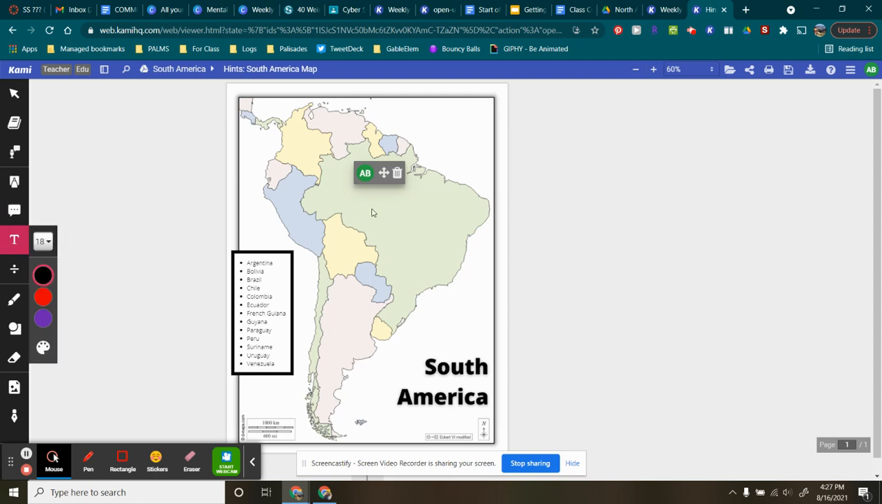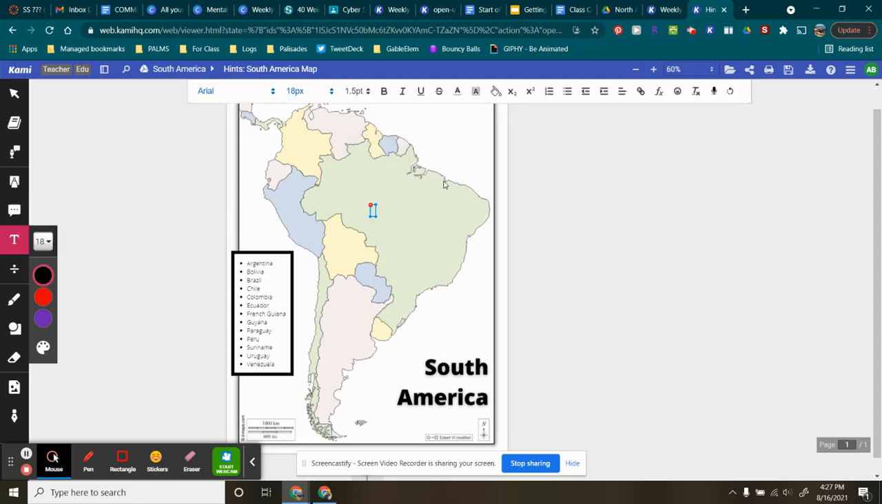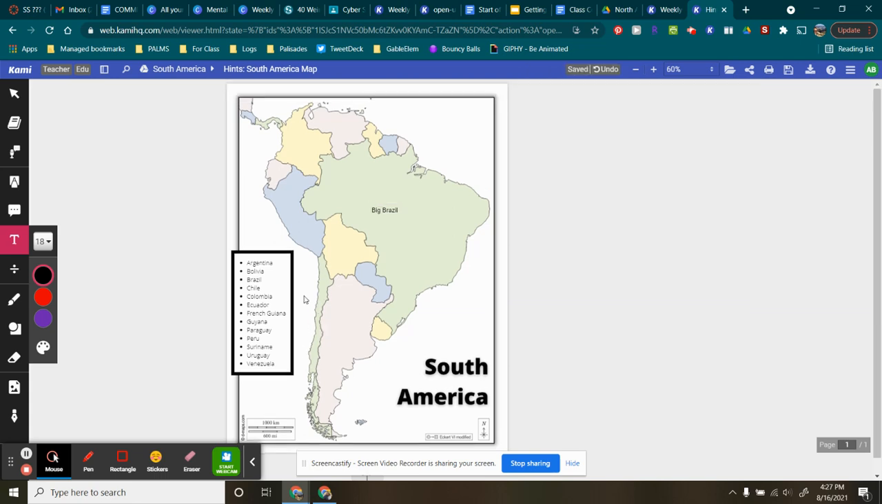The first one that jumps right out to me when I think of South America, and this is probably true for most of you, we think of Brazil, right? And it's the biggest one, right? It's the first one you see. So I remember this just as Big Brazil, BB. Then I look down here at this long, skinny country, and that one reminds me of a chili pepper. It's like a long, skinny chili pepper. So that's how I remember that this is Chile over here.